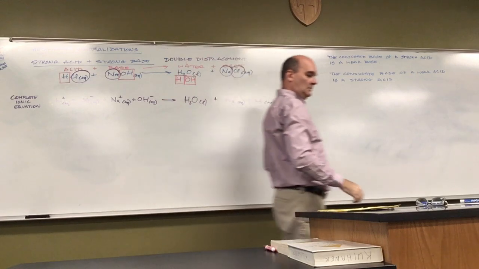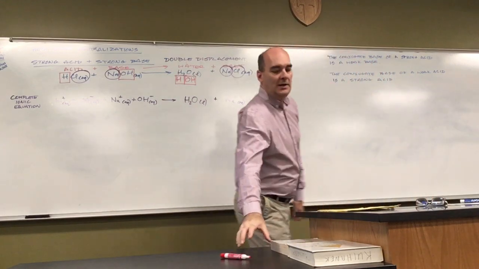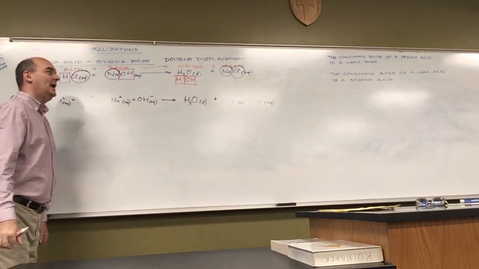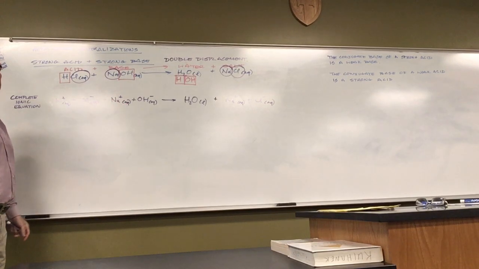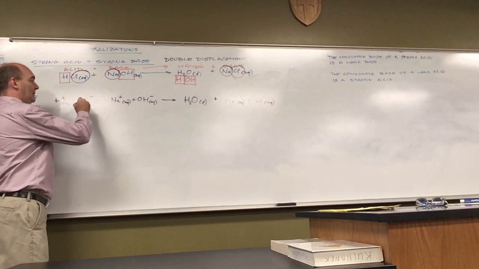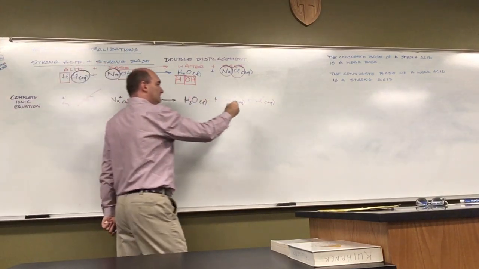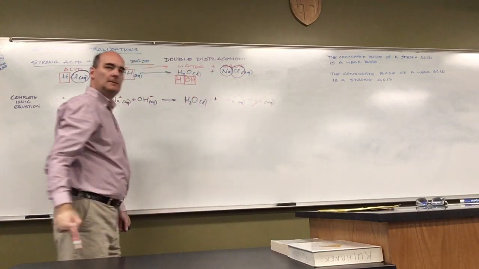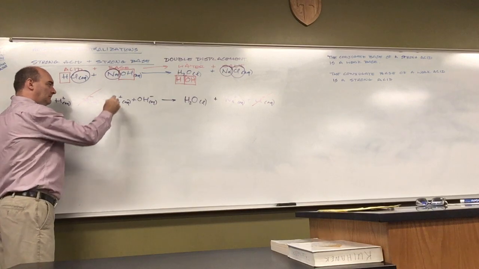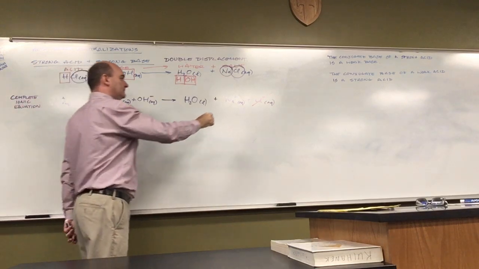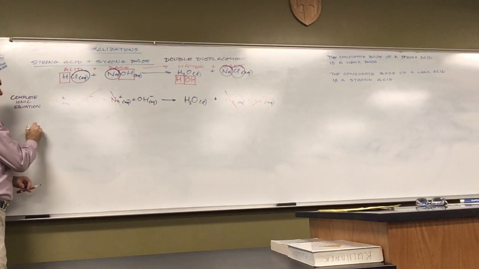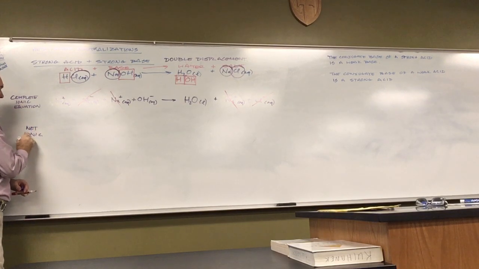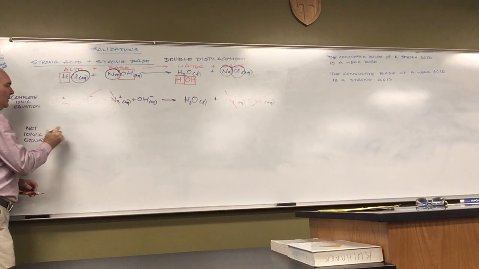Break out the red pen. Anything that appears on the left-hand side and the right-hand side of the equation cancels. That chloride cancels. This sodium cancels. This leaves something called the net ionic equation.